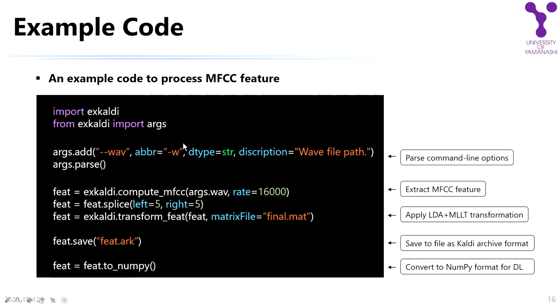This is our Python example code of our toolkit. This script first parses the command line option to get the audio file path, and then extracts the acoustic feature from the WAV file, and further processes it by applying feature transformation techniques. Then it saves the results into a file in Kaldi's archive format, and also transforms it to the Python matrix format for deep learning. This is a completely Pythonic program.